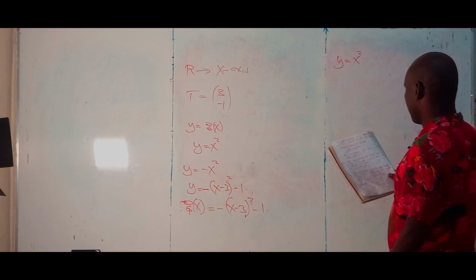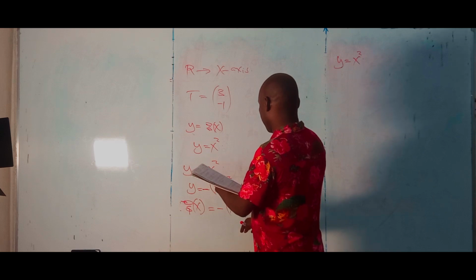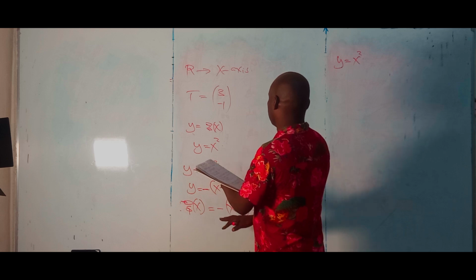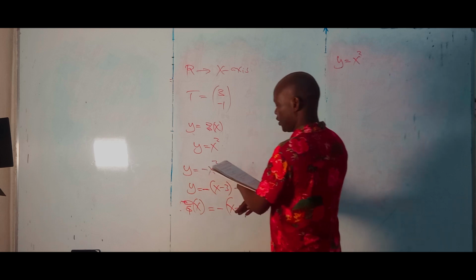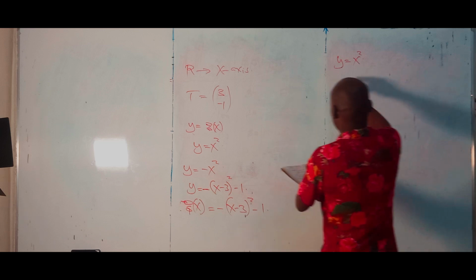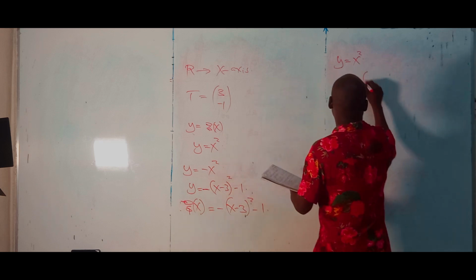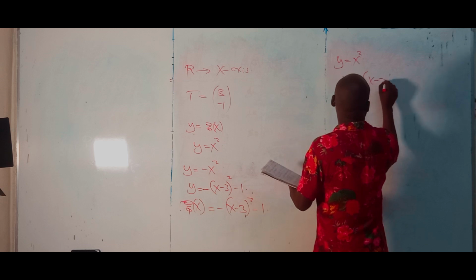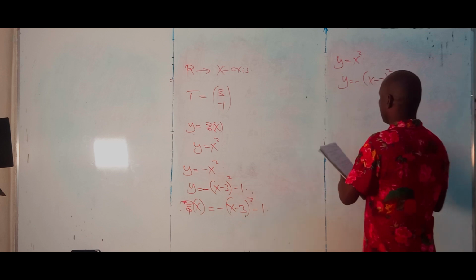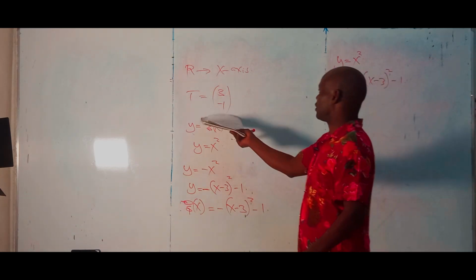So what we are having first is this: here we had y equals x squared, and we first apply the translation. So the equation becomes y equals minus of (x minus 3) squared minus 1. That's the effect of the first translation, this translation here.